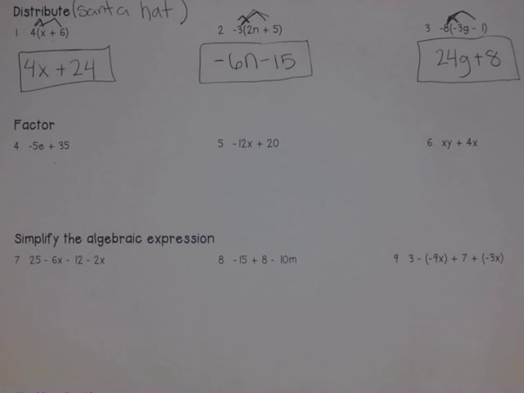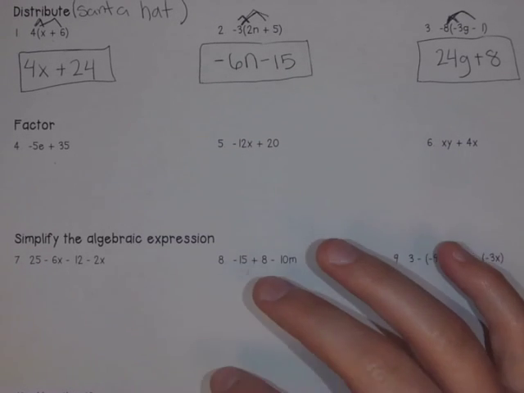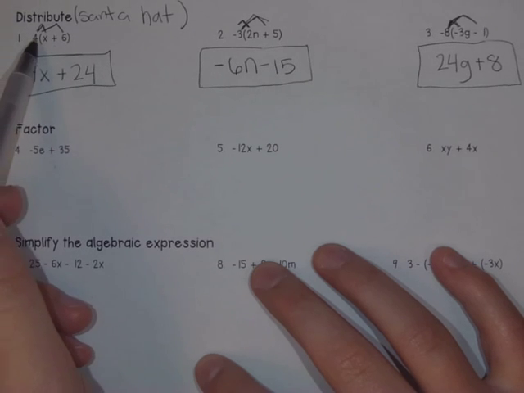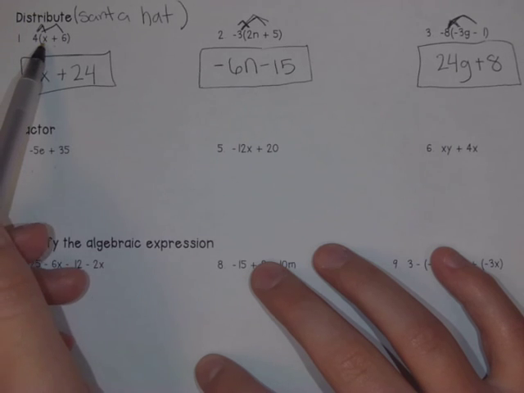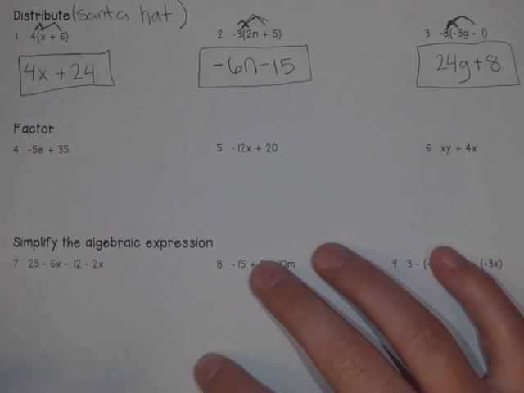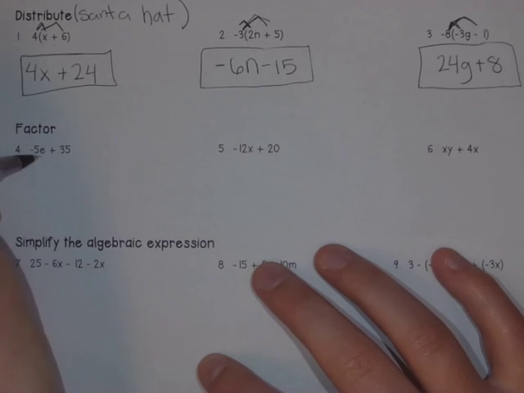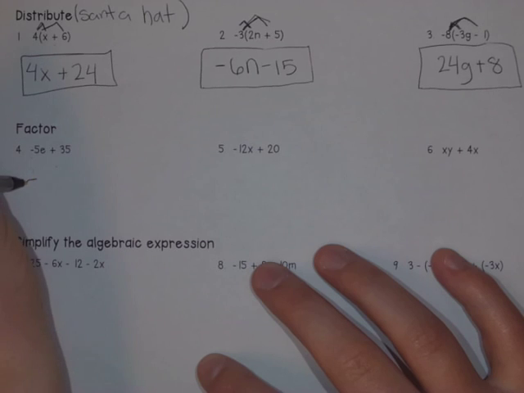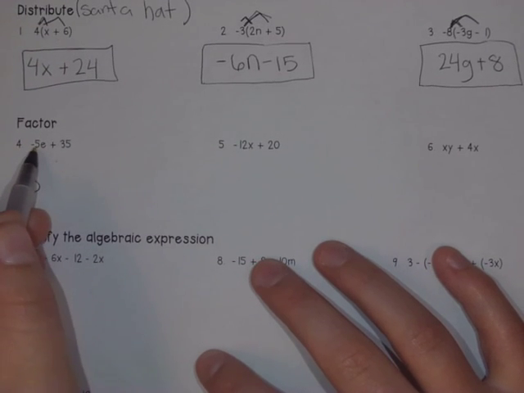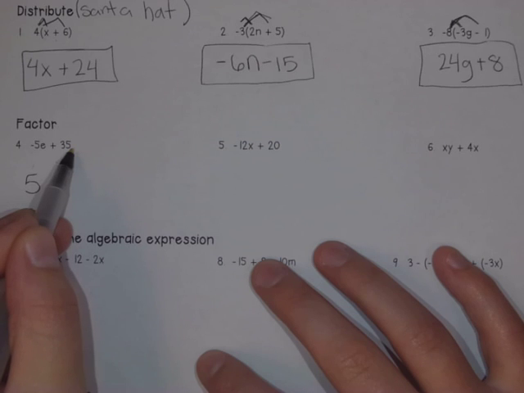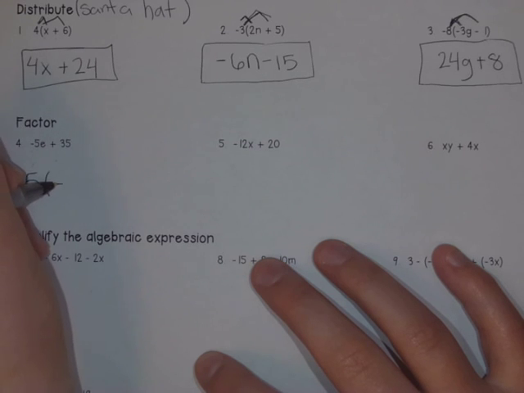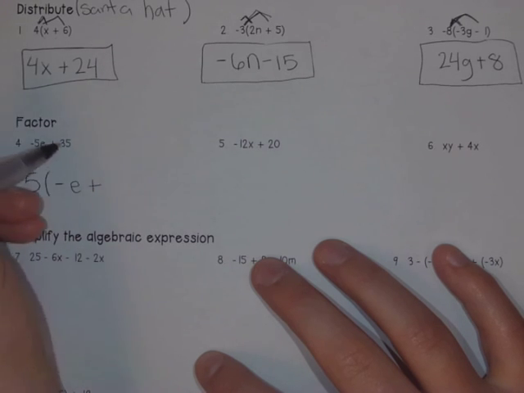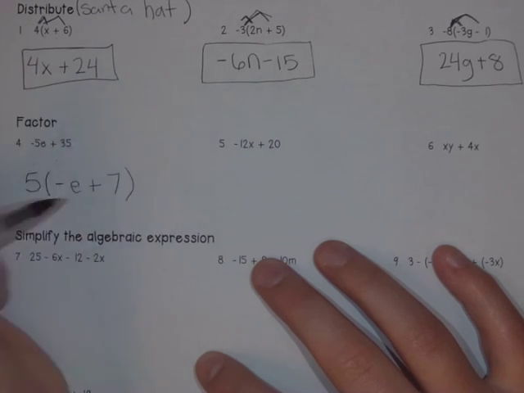Okay, when you factor, it's just the opposite. So when we distribute, remember, look at this, and we have the 4 pulled out up here. When we factor, we want to make this look like that, with a number on the outside. So what does -5e and 35 have in common? It has a 5 in common. If you notice, I didn't take out the -5 because this isn't a negative number. So it doesn't have the negative in common. It just has the 5. Once you take out a 5, this leaves you with the -e, plus 35 divided by 5 is 7.